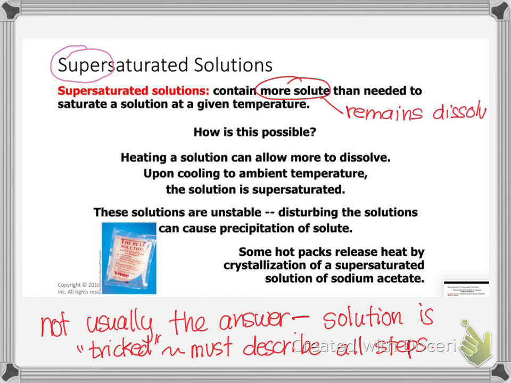So here's the difference. In a saturated solution, if you don't trick the solution and you add more than the limit, the extra settles to the bottom. So it doesn't all stay dissolved. In a supersaturated solution, the solution has been tricked. I'll tell you how. And so all of the solute remains dissolved, even the amount that is above the limit. And so it's solution trickery.